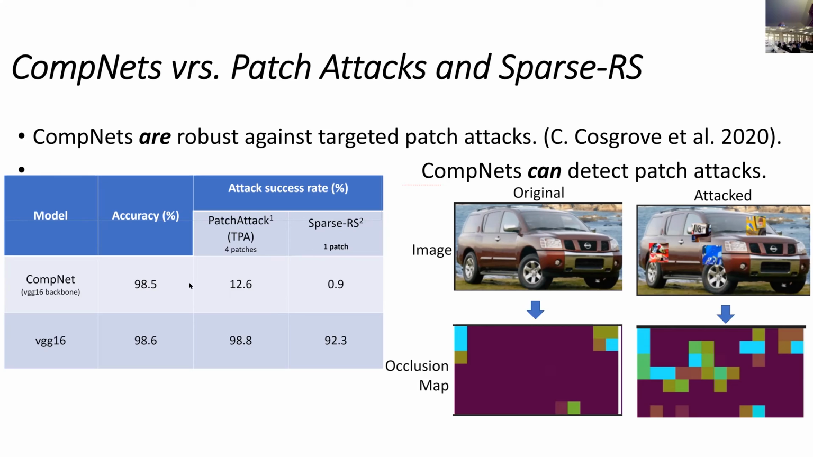But the comp nets are far more robust, and the attack succeeds far less often: 12.6% versus 98.8%, and 0.9% rather than 92.3%. And also the CompNets can roughly detect the patch attacks because, again, the attacks are the things that are not explained by the model.